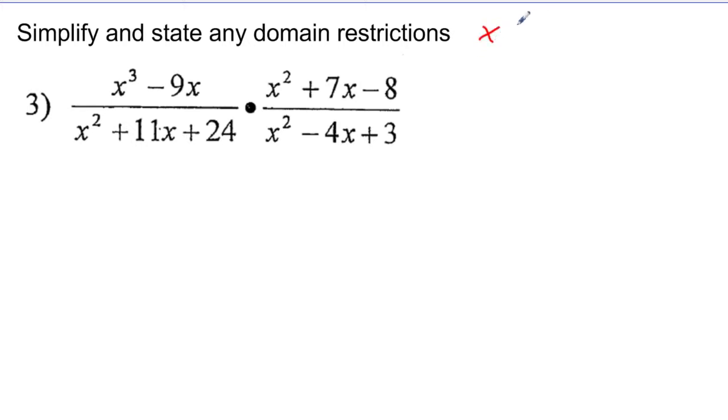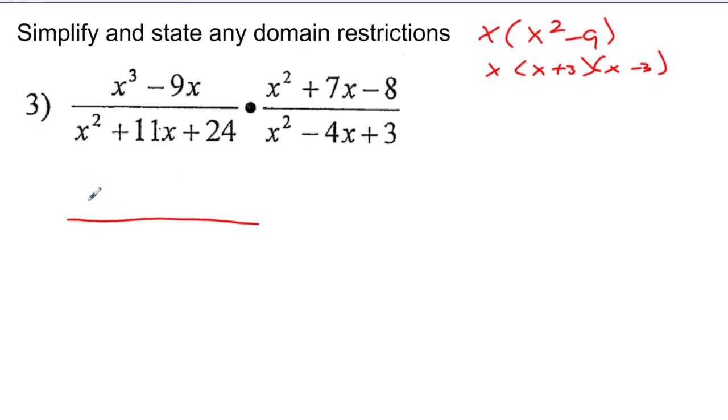I'm going to first GCF that x away. Okay, and then I'm going to look at this and say that is now a difference of 2 squares. That's x squared and 3 squared. So I'm going to turn this into x plus 3 and x minus 3. Okay, and so that's my new numerator. So I'm going to go through, and in every single problem, this is now x plus 3 and x minus 3.